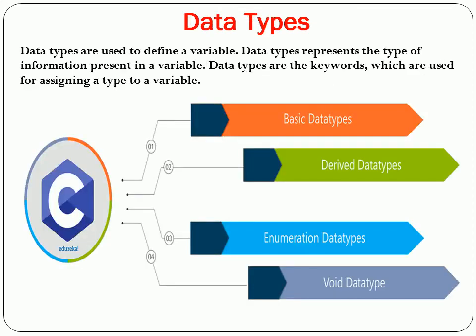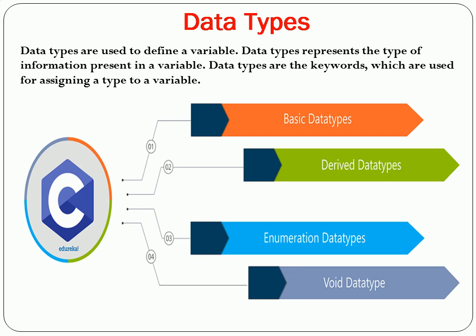Next we shall discuss data types. Whenever a variable is defined in C, it has to be associated with a certain data type. Data type represents the type of information present in a variable. Data types are the keywords used for assigning a type to a variable. This gives an indication about the amount of memory to be allocated to that variable, and each variable will hold its own unique memory location, except for some cases where variables point to the same memory location.